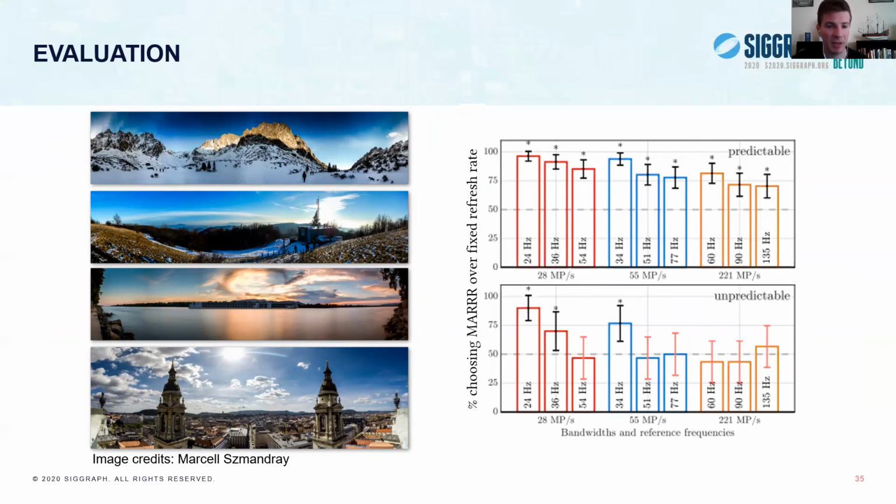We conducted two sets of validation experiments. For the first experiment, we used photographic content. Users could pan the photographs using the mouse, or it moved in an unpredictable motion. We found that for predictable motion, MARRR was picked significantly more frequently than previous non-motion adaptive methods. For unpredictable motion, we hit some constraints with G-Sync, and some of the results for higher computational budgets were inconclusive.